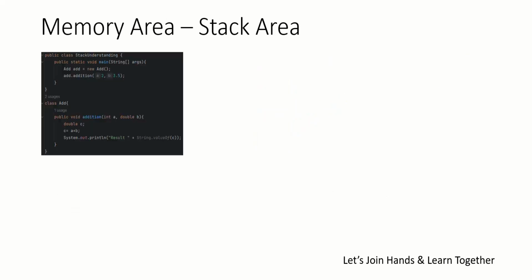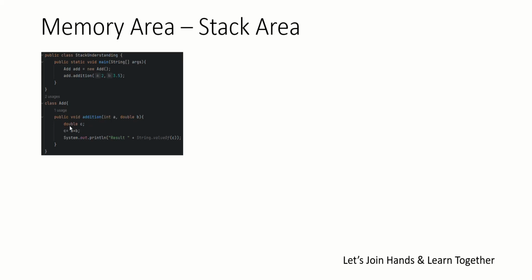Now we will see this with an example. Consider I have written a class for stack understanding, with a main function that instantiates a class called Add. Add is a class, and inside Add we have a method called addition, right? I'm instantiating the Add class and calling the add dot addition method, passing the parameters 2 comma 3.5 into the addition method.